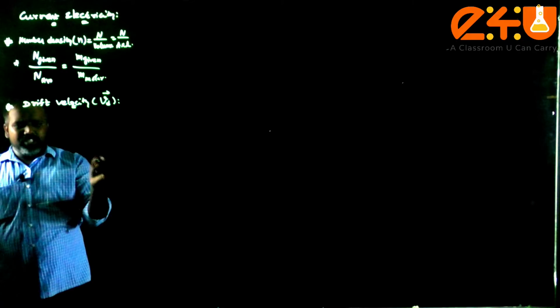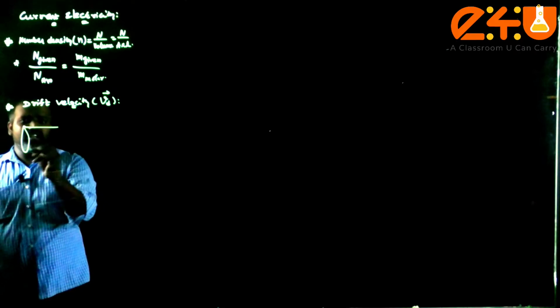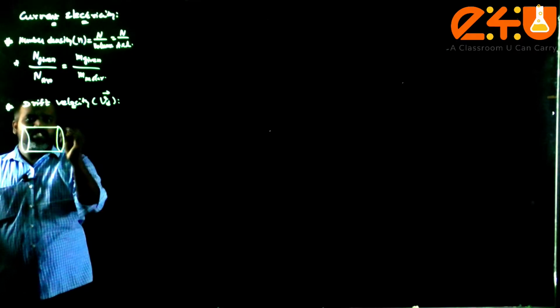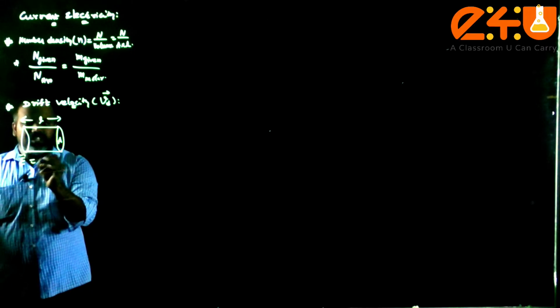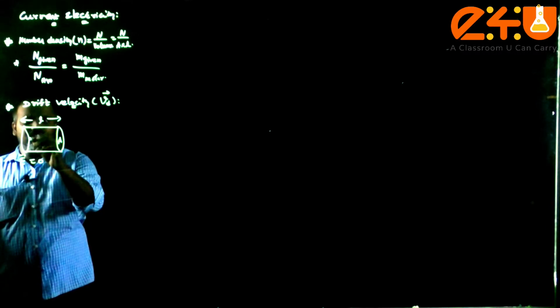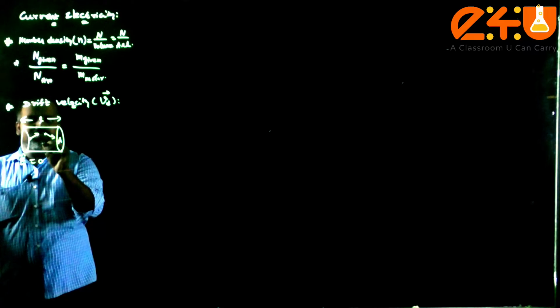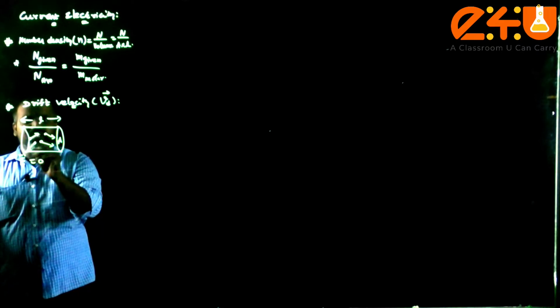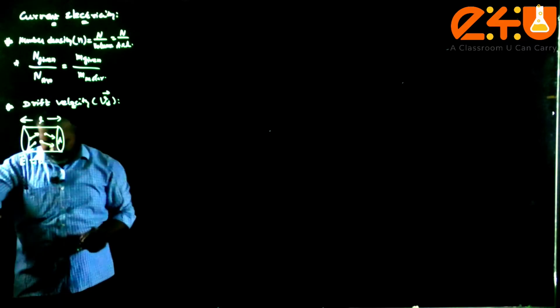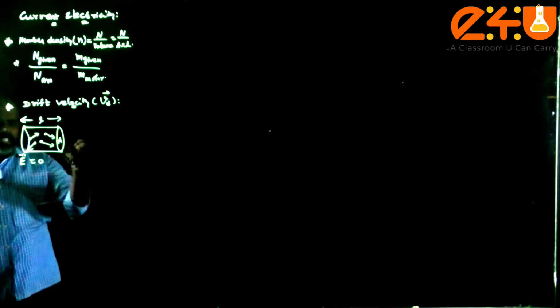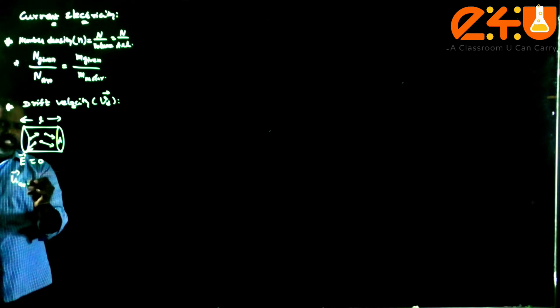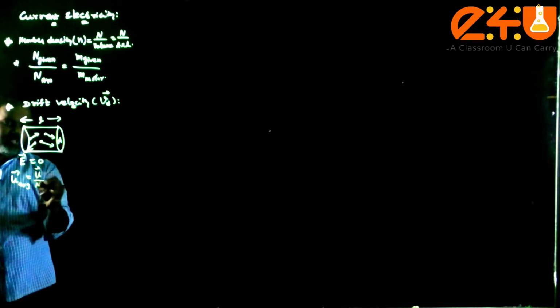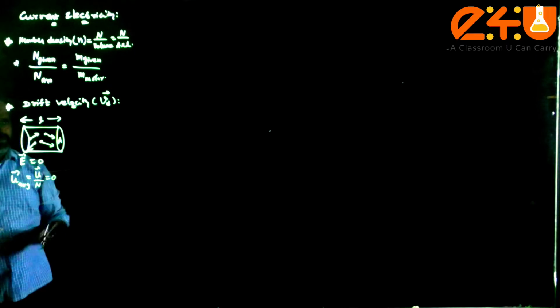Now please consider the situation where the conductor has length L and area of cross section A. If there is no external electric field, that is E equal to 0, then due to thermal energy the free electrons of the material have some velocity and move in random directions. Due to the random directions, the vector sum, that means the average velocity, will be 0, therefore U average, that is U vector by n, is 0 because of the random motion.